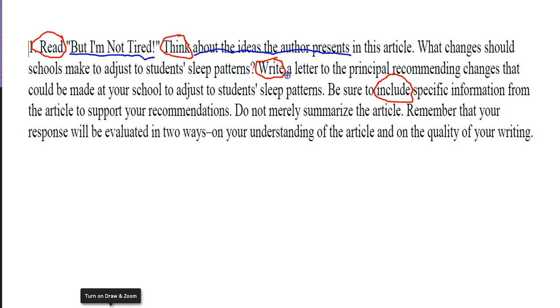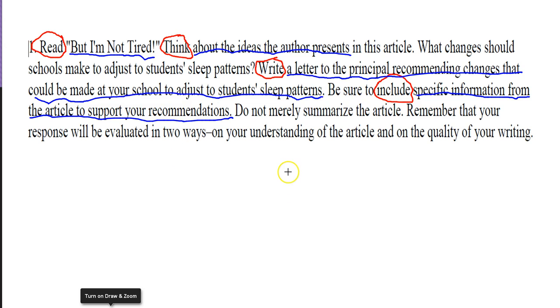Write. Write what? Write a letter to the principal recommending changes that could be made at your school to adjust to students' sleep patterns. My next red circle is include. What am I including? Specific information from the article to support your recommendations to your principal. There are no more red circles, so I'm done.